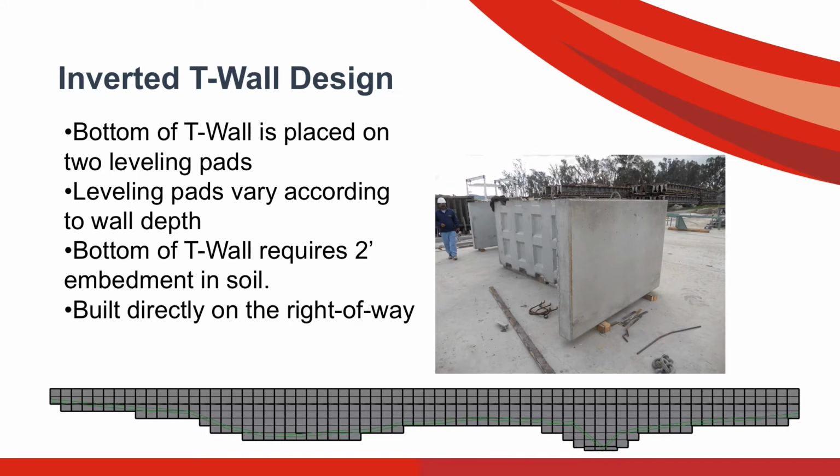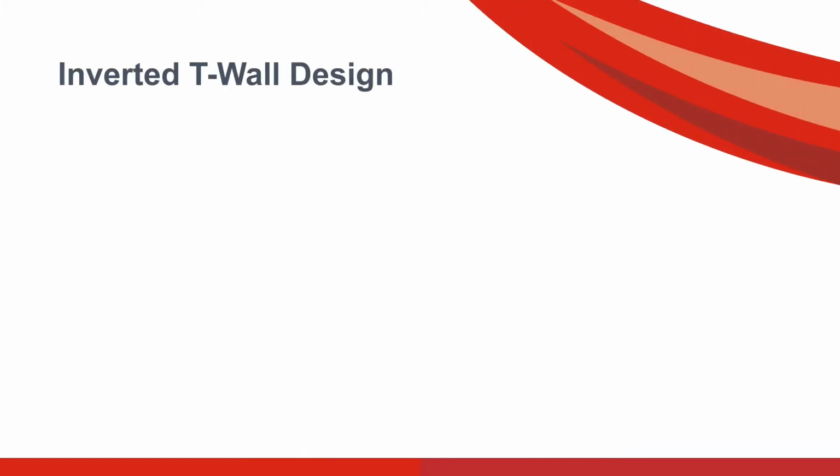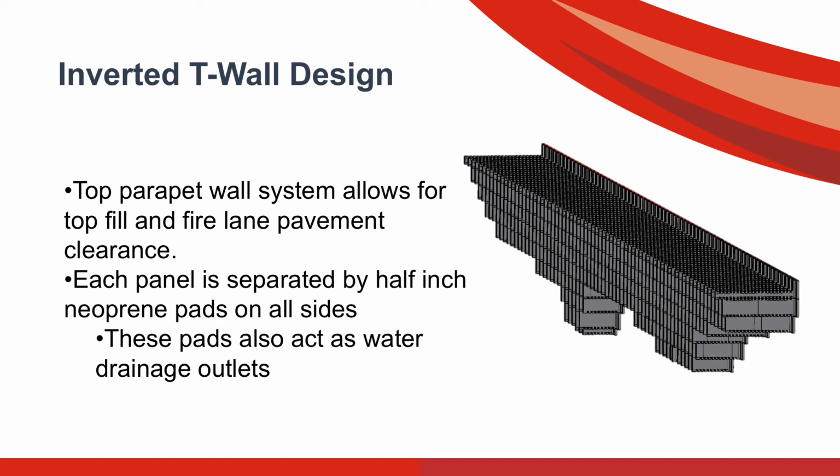Other initial construction requirements for the T-wall include the soil embedment. The face of the T-wall requires 2 feet of depth in the soil at all locations along the length of the wall. On this project, the face of the T-wall is being built 3 feet off of the property line right-of-way. The top parapet wall panels give 3 feet of clearance between the top of the panel stems to the final elevation of 426 feet. This clearance allows space for the topsoil and asphalt for the fire road.